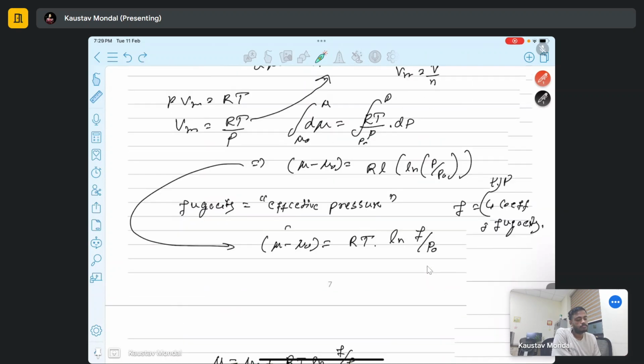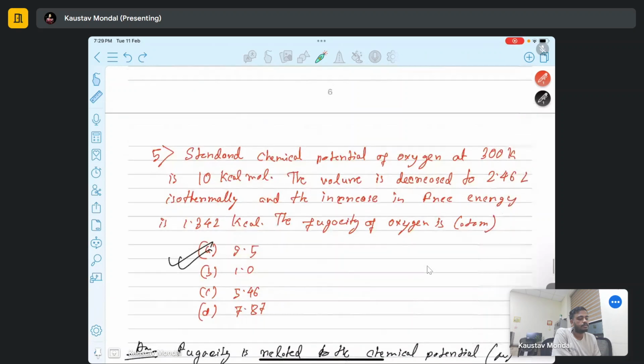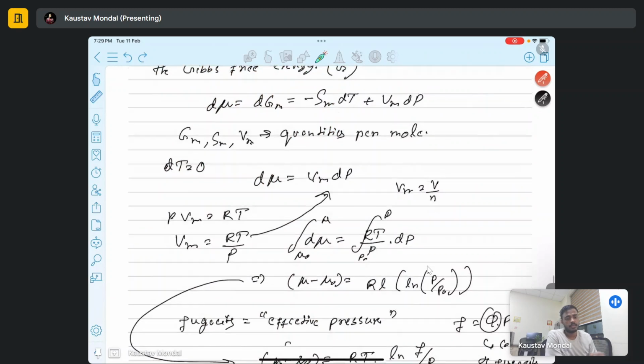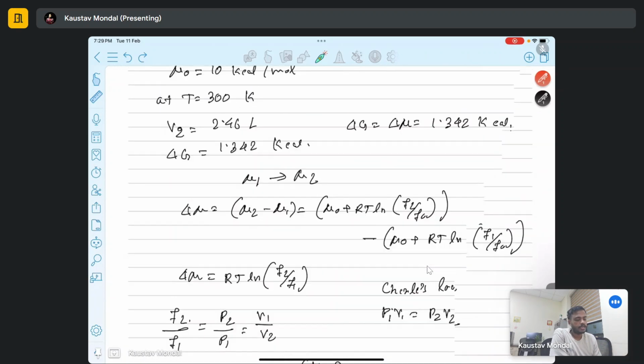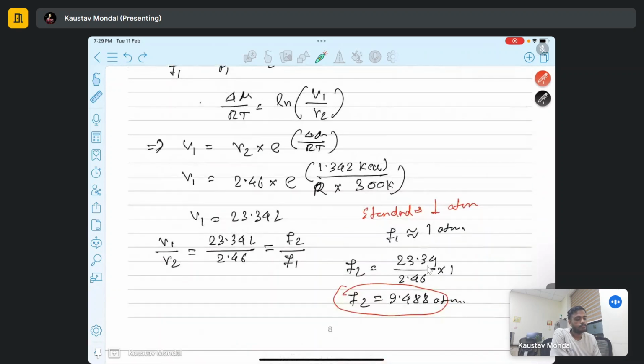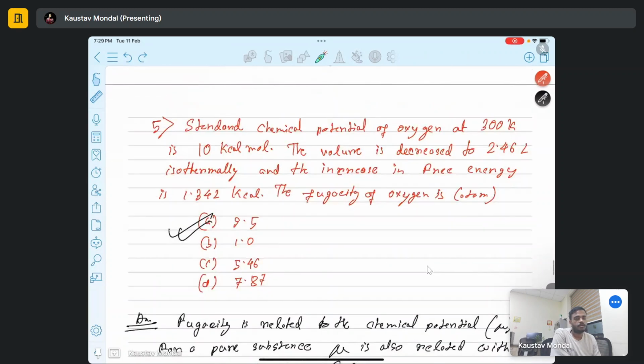F1, if you read the question carefully, says standard, standard means things are happening at 180. Okay, that's why, like STP. So for the standard case we can consider F1 close to 180, as it's mentioned, it's a standard case initially. So F1 we can equate to 180. Now just substitute F1 here. F1 into this will give you F2 equal to 9.488, which is the correct answer, option A, 9.5.